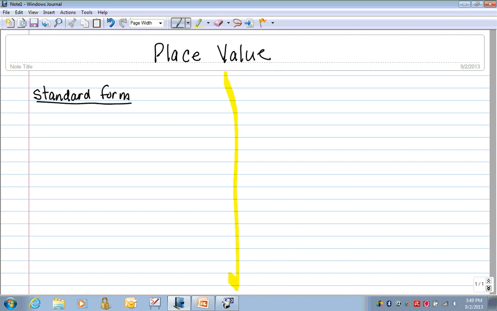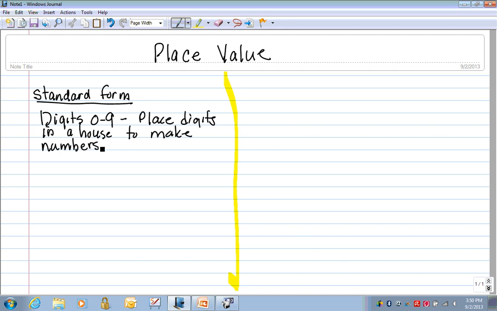And I would like for you to do the same. Now, when we write numbers in standard form, we are going to use digits 0 to 9, and we are going to place these digits in a house to make numbers. And I'm going to make my house on the right-hand side of our 2-column notes.